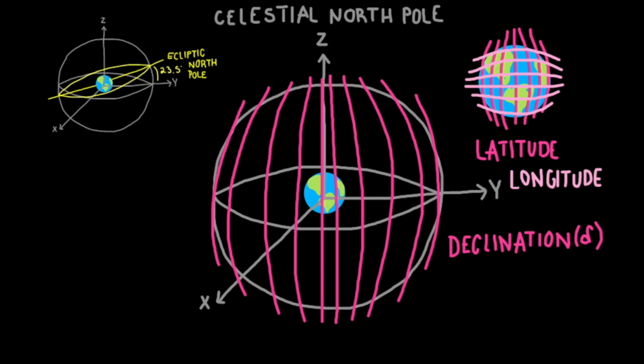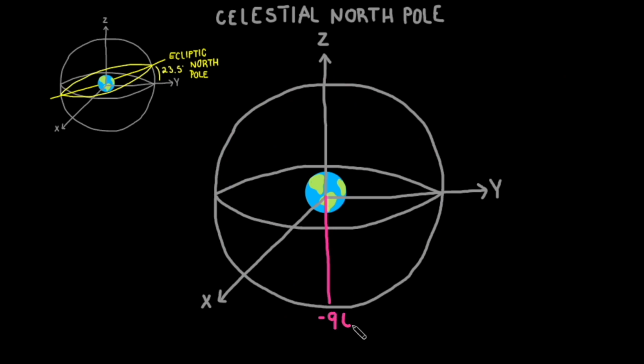Declination is the angular distance north or south of the celestial equator. It ranges from negative 90 degrees to positive 90 degrees. The celestial South Pole is at negative 90 degrees, the North Pole is at 90 degrees, and the equator is at 0 degrees. So how do we use declination to actually locate an object in the sky?